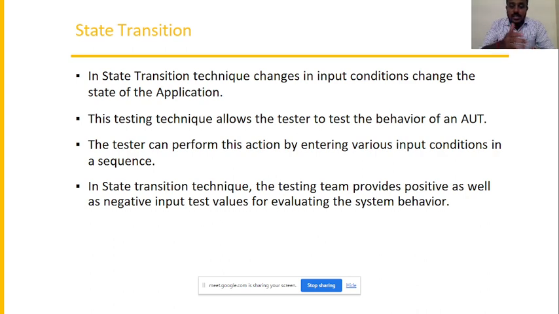Last point: in the state transition technique, the testing team provides positive as well as negative input test values for evaluating the system behavior. In a simple manner, in this technique, as a test engineer, we will be providing positive values as well as negative values. Why will we provide positive as well as negative values? To check the behavior of the application. So this is all about your fourth point. I guess no doubts in the four points.